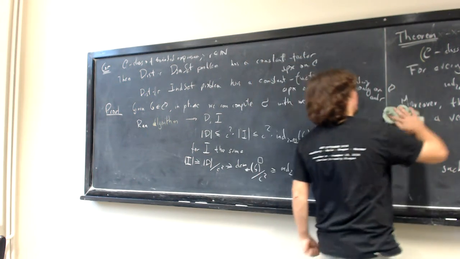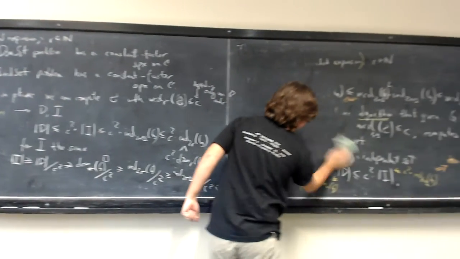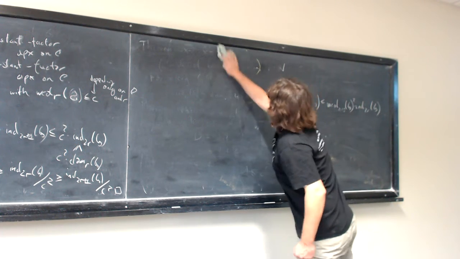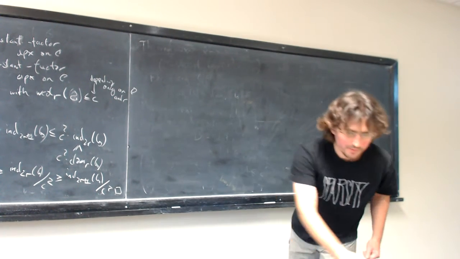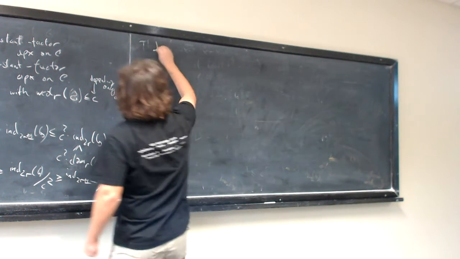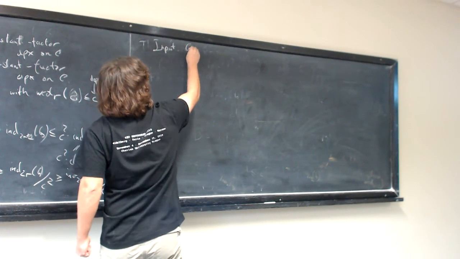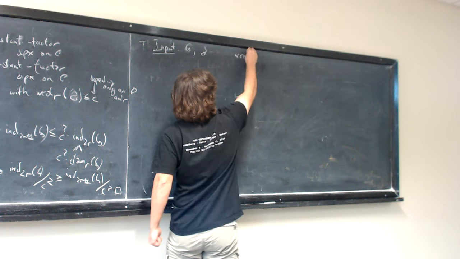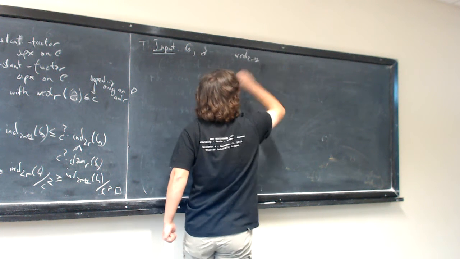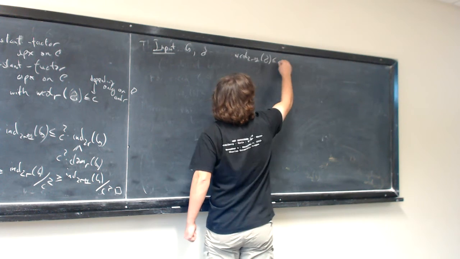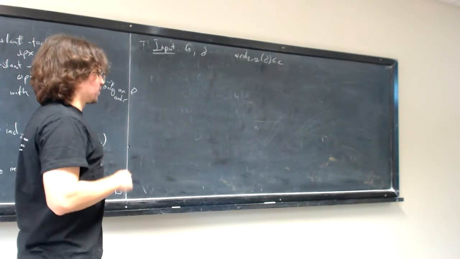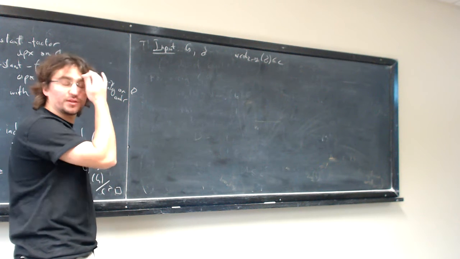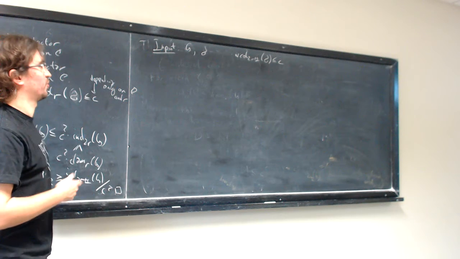So let me arrange it. Recall that the input is my graph and the ordering sigma, and I have the assumption that the weak coloring number 2r plus 1 of this ordering sigma is bounded by some constant c. So the algorithm will work as follows. It will be greedy, and then we will argue that this greedy actually gives you a good approximation guarantee.